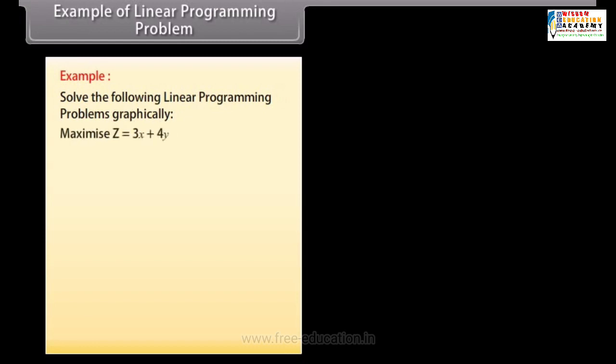Example of linear programming problem. Example. Solve the following linear programming problems graphically. Maximize Z equals 3x plus 4y, subject to the constraints x plus y is smaller than or equal to 4, x greater than or equal to 0, y greater than or equal to 0.